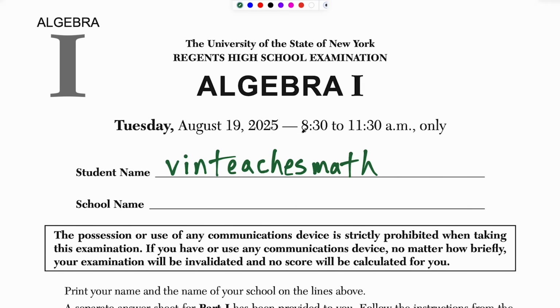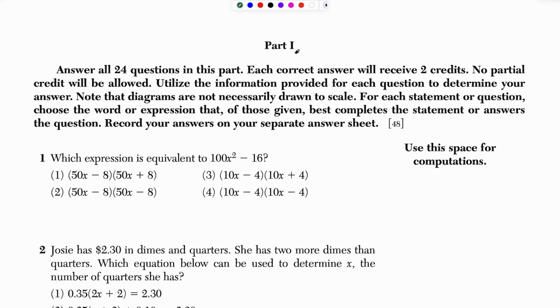Now let's get started. So first up, we have the Part 1 multiple choice. There's 24 questions here, and each one is worth 2 credits. For question 1, we have which expression is equivalent to 100x squared minus 16.